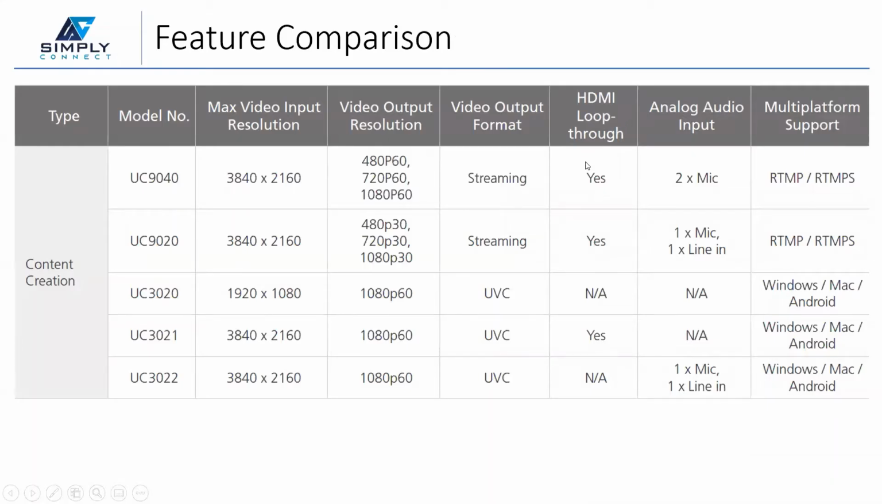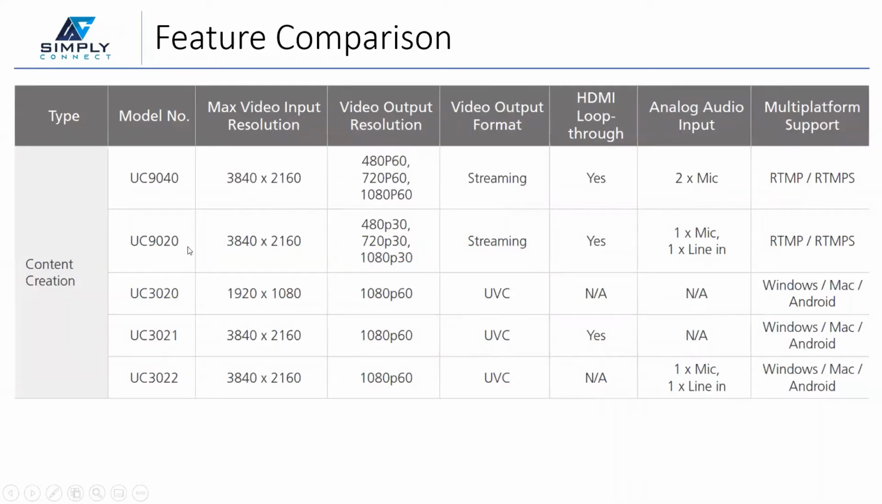Okay, so this is a feature comparison. You can see here we have 3020, 3021, and 3022. As I mentioned, the 3020 is very basic. 3020 has no loop out, whereas 3021 has a loop out, and 3022 has a so-called audio in, and this one can do audio and video mixing.